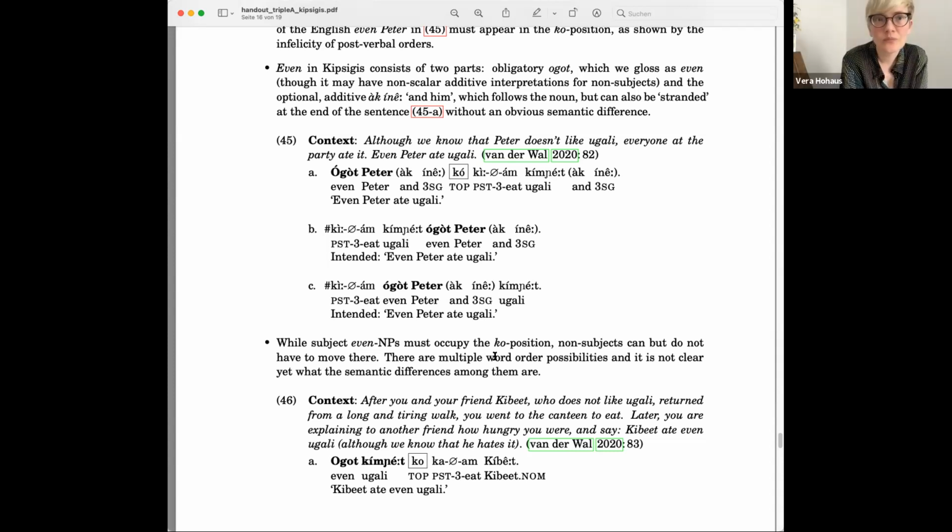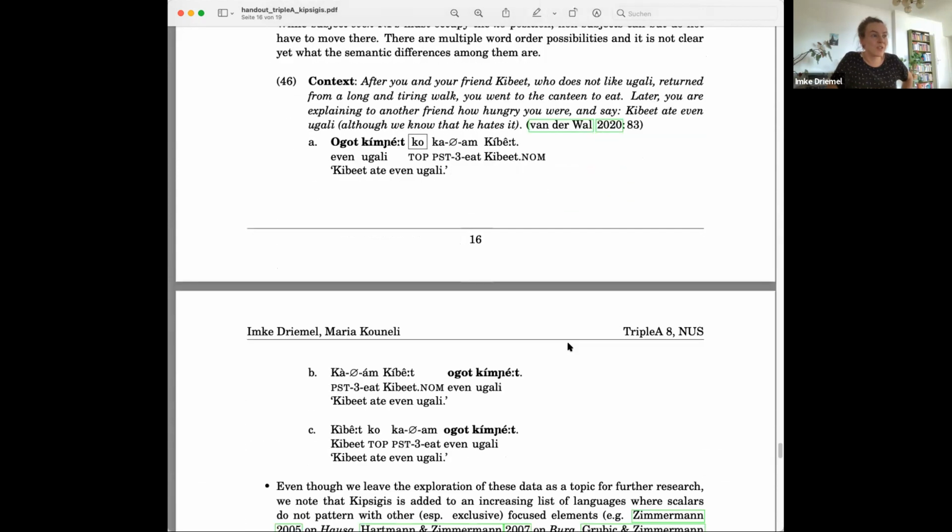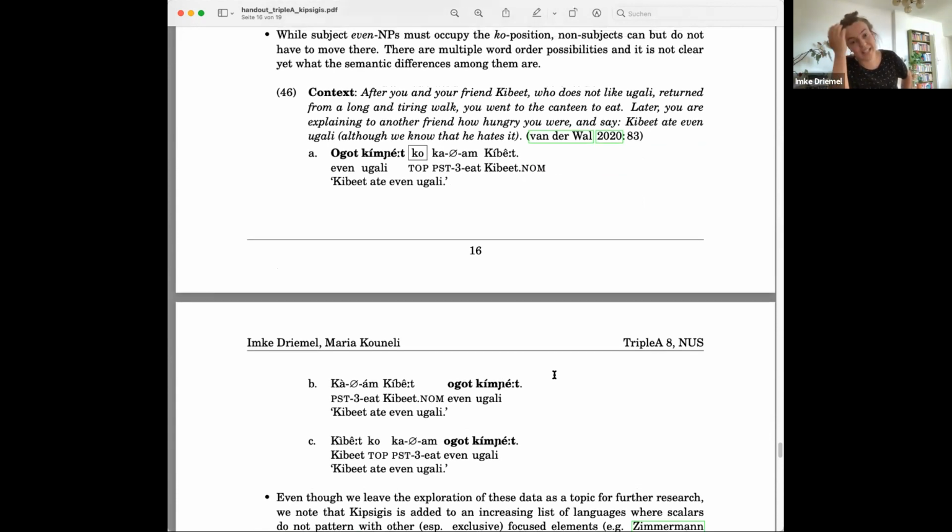Well, one, there's a subject-object asymmetry. So even phrases in subject position are attracted to the co position, they don't want to be anywhere else. So that's the difference between 45A and 45B and C. For objects, this is different. So for objects, they can also be post-verbal. So first of all, we're not sure how to account for this distinction. And of course, this has been analyzed as a difference between free association and conventional association with focus.